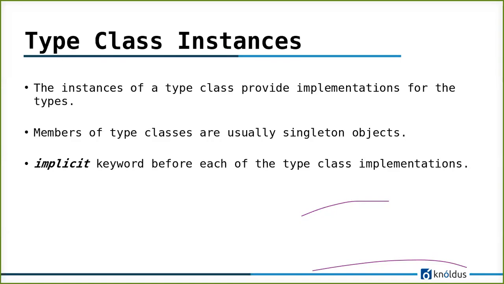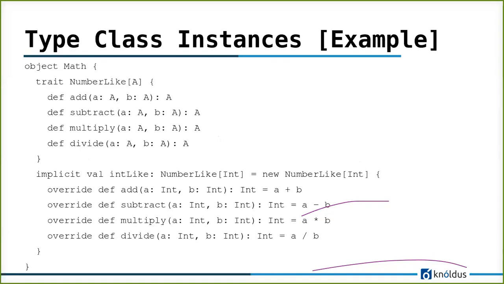So let's look at one example of a type class instance. You remember the previous code, right? We have a trait, which is our type class, NumberLike, and at the bottom of our screen, we have the implementation, which is the instance. I have created an instance, IntLike, which defines all the methods that were abstract in our type class. So these are all the implementations.